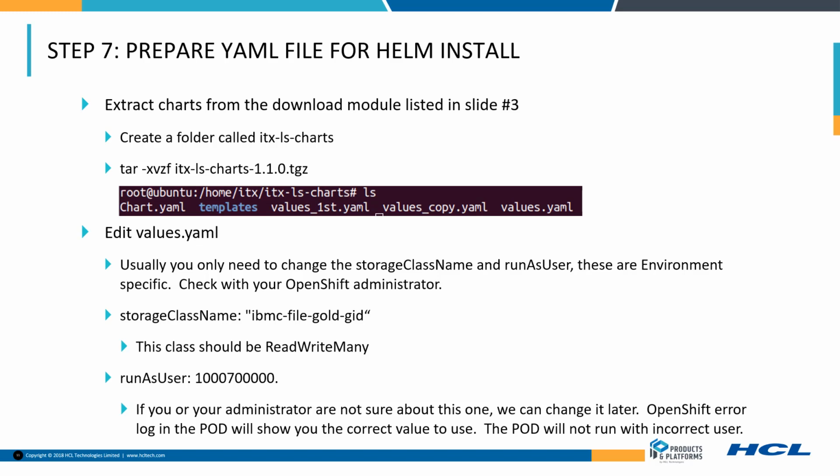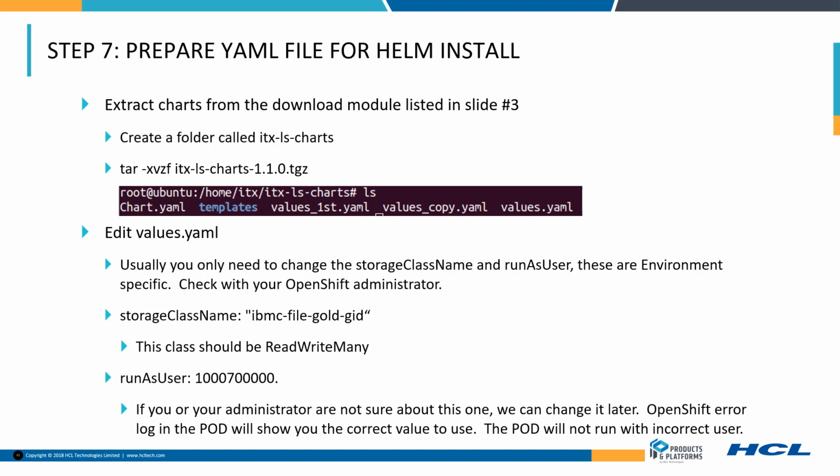Make a copy of the values.yaml for backup purpose. Use an editor to modify some values in the values.yaml. The first change will be the storage class name, as it will be specific in each environment. This information usually comes from your Kubernetes administrator. Making sure that the class is read-write-many. This means you can run multiple pods across clusters for high availability if needed.